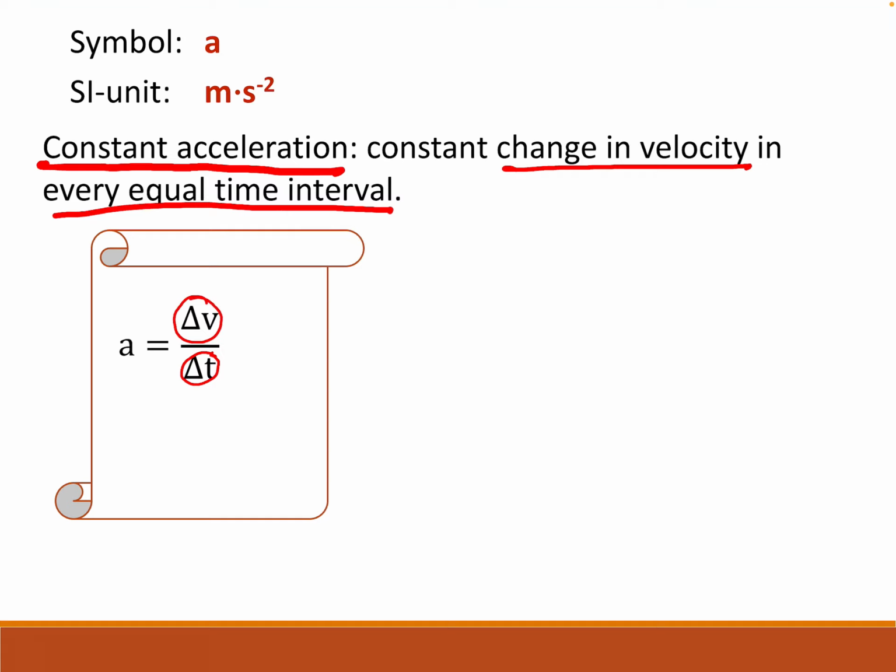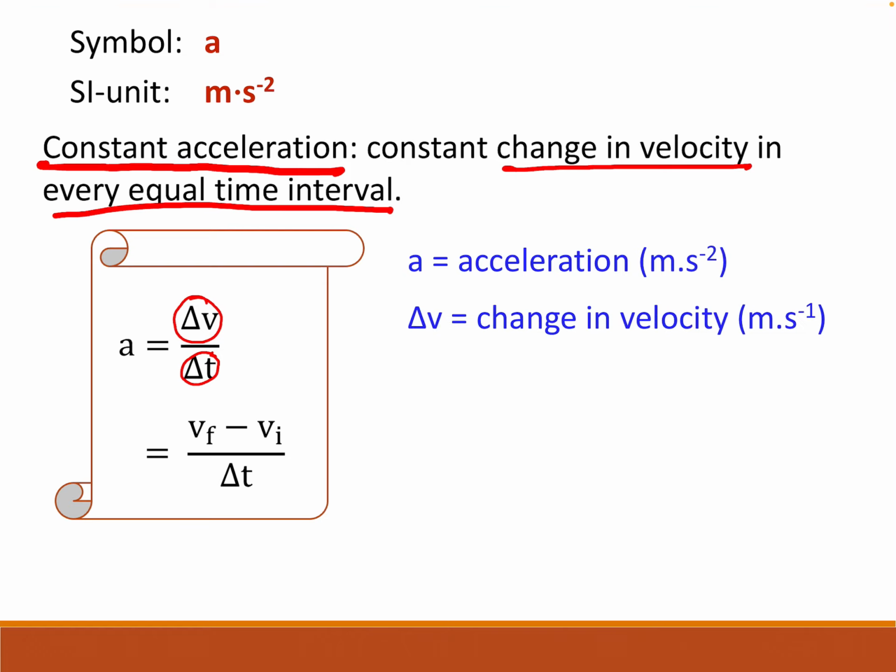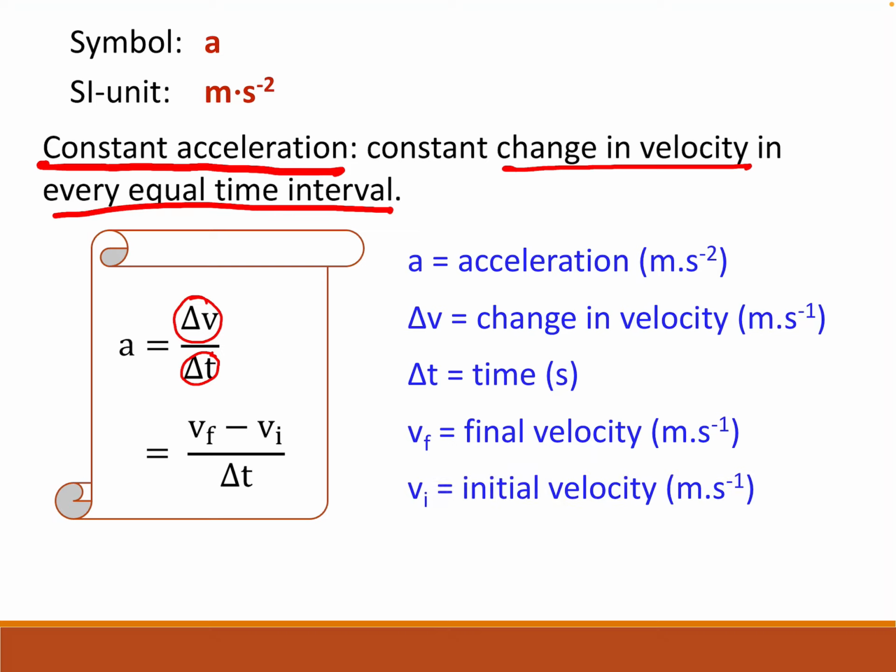Now these symbols are nothing new. You've seen all of these at some point. Change in means final minus initial. In this case, it's change in velocity. Acceleration is meters per second squared. Delta V is change in velocity, okay, which is measured in meters per second. T is time, delta T. VF, new symbol for you, final velocity. VI, initial velocity. Okay, and it's always final minus initial, always final minus initial.